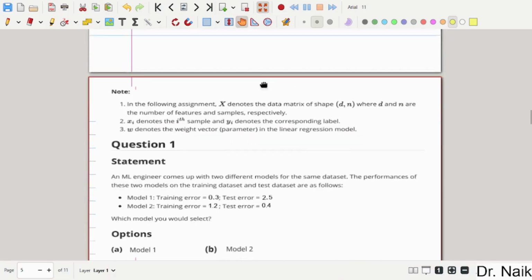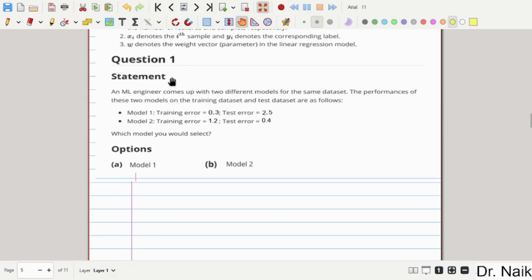Now let's solve some problems. Question 1 statement: an ML engineer comes up with two different models for the same dataset. The performance of these two models on the training dataset and test dataset are as follows. Model 1 training error is 0.3 and test error is 2.5. For model 2 training error is 1.2 and test error is 0.4. Which model would you select? The options are A, model 1, B, model 2.